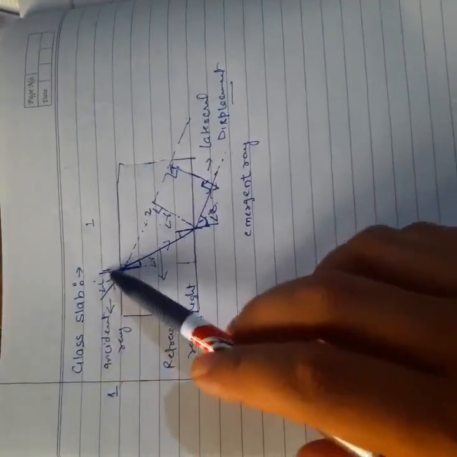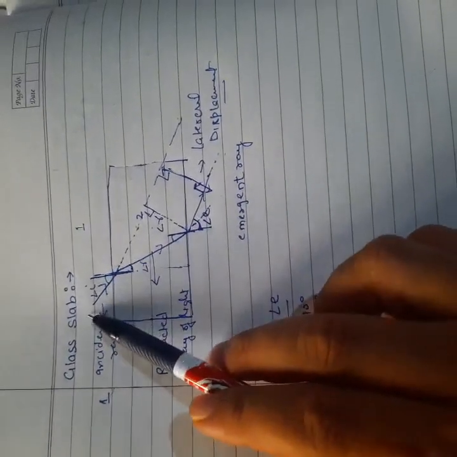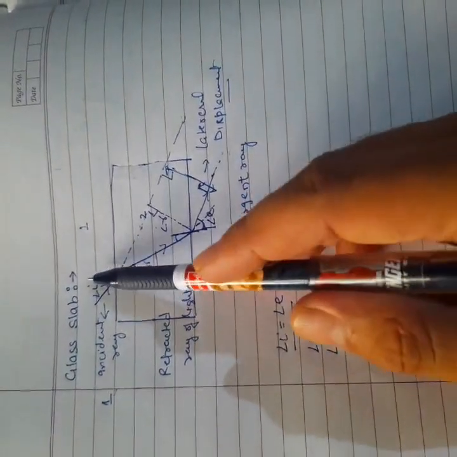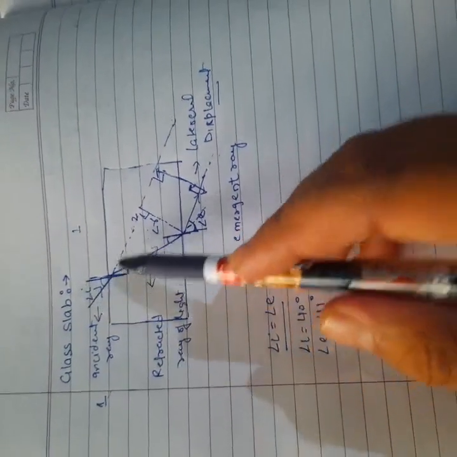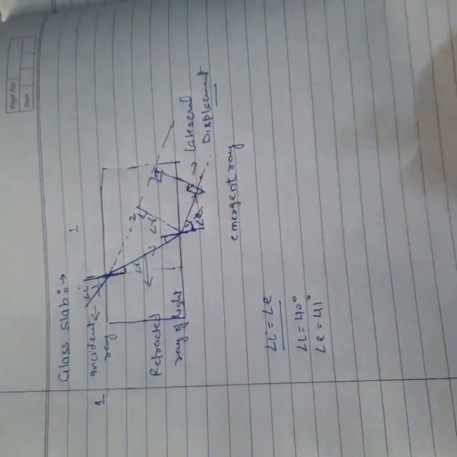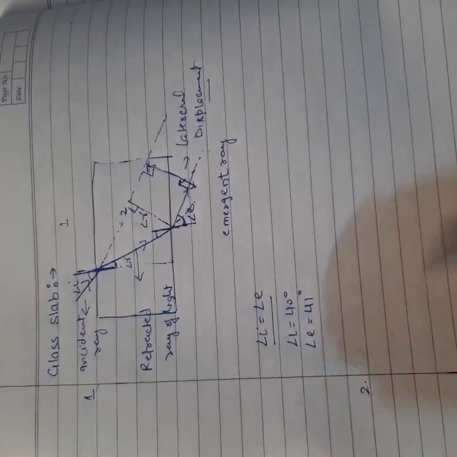I am telling you again, this is your normal. When the incident ray falls on the normal at any particular angle, that is angle I, it will bend towards the normal. Here it will move away from the normal. Say yes or no?